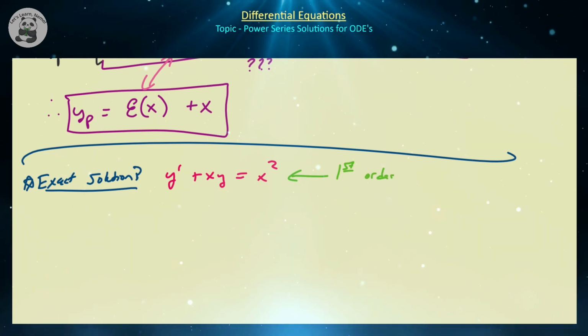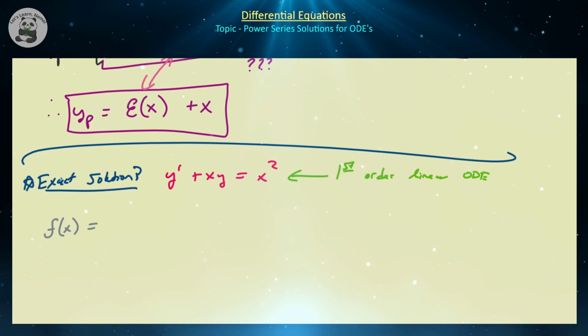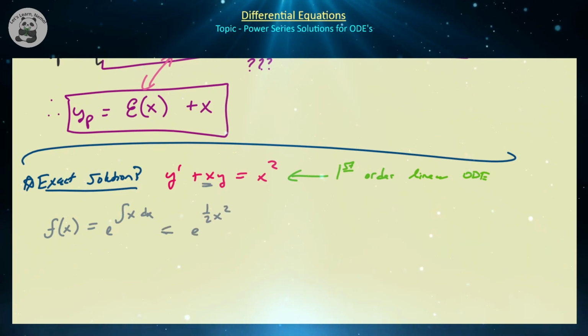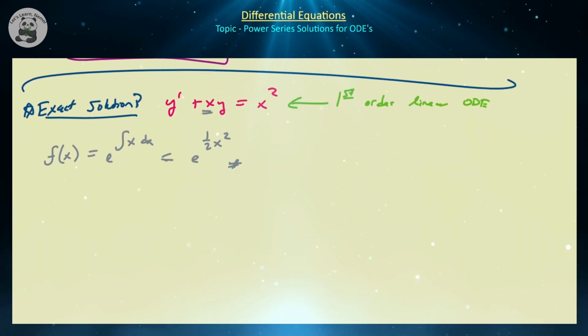It's a first order linear ordinary differential equation, so we can use integrating factors. The integrating factor in this case would be e to the integral of the function in front of y, which is x dx, which is just going to be equal to e to the 1/2 x squared, which at least on the surface appears to be very friendly looking.